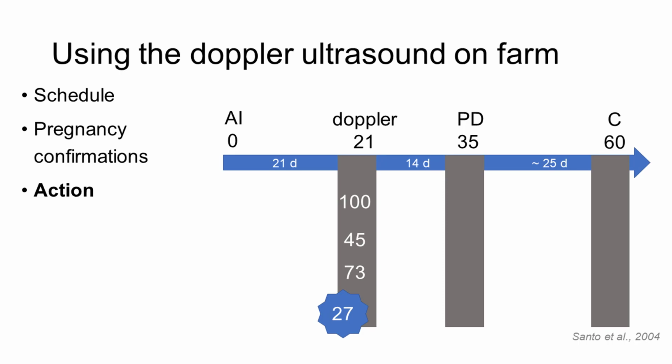In summary, the Doppler ultrasound allows the identification of a proportion of the non-pregnant cows 9 days earlier than with traditional methods. But it is essential to take action when this diagnosis is made to re-inseminate these cows quickly.